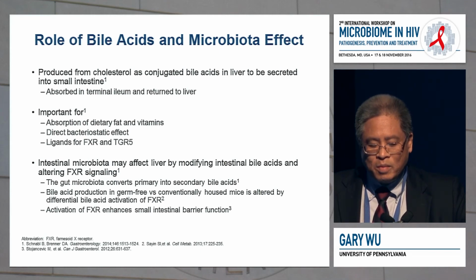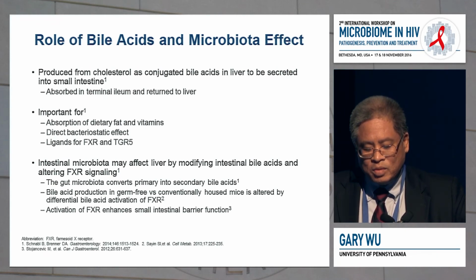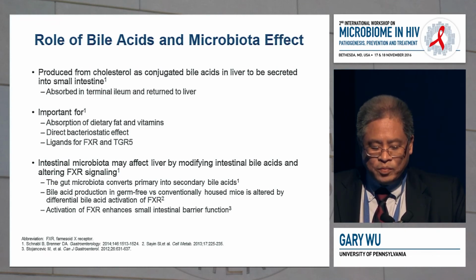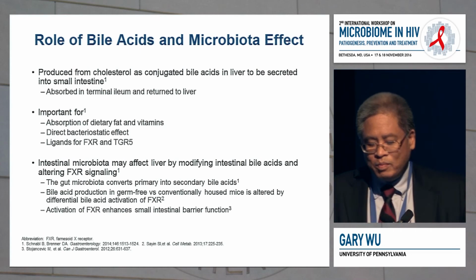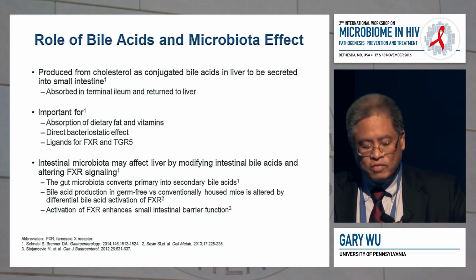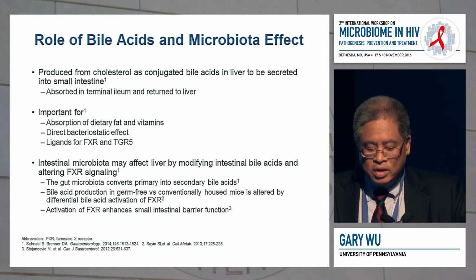They are signaling molecules. So they are the ligands for nuclear hormone receptors like FXR and G-protein coupled receptors like TGR5. So the notion is that intestinal microbiota could affect the liver by modifying bile acids and altering, for example, FXR signaling. So we know that gut microbiota converts primary to secondary bile acids. I'll show you that in a minute.